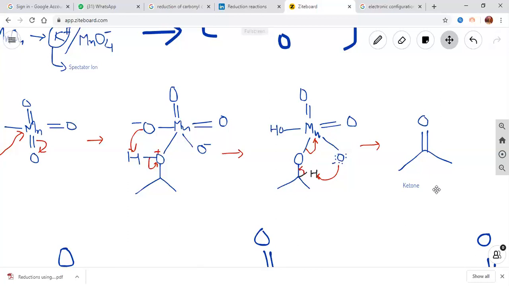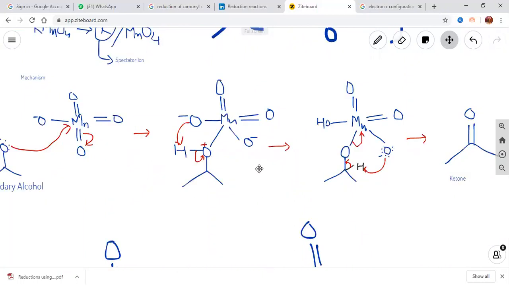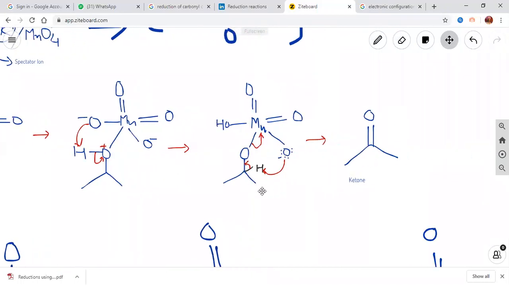Did you understand? Secondary alcohols get converted to ketones. Lakshmi Chaitanya. Hello? Yes, sir. Okay. Secondary alcohols, they get converted to ketones.